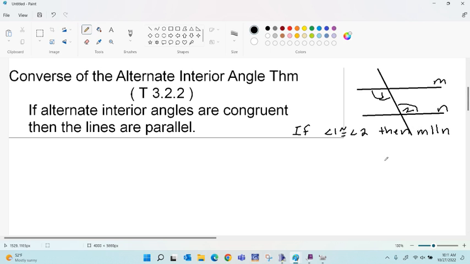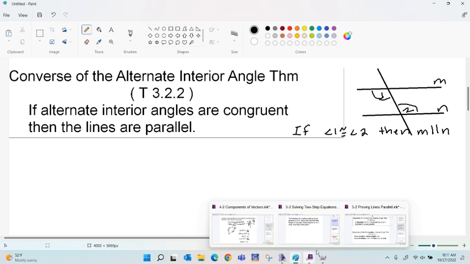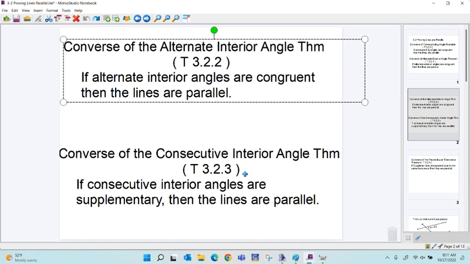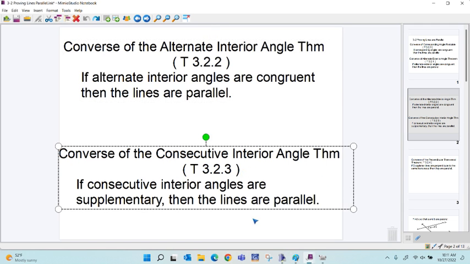So all of these that we're looking at are ending with parallel lines. All of these four have the end of the statement, then the lines are parallel. So in pictures, if you have the appropriate angles that have that relationship, the conclusion is that you've got parallel lines. Let me pull the next one up. This one. Copy.